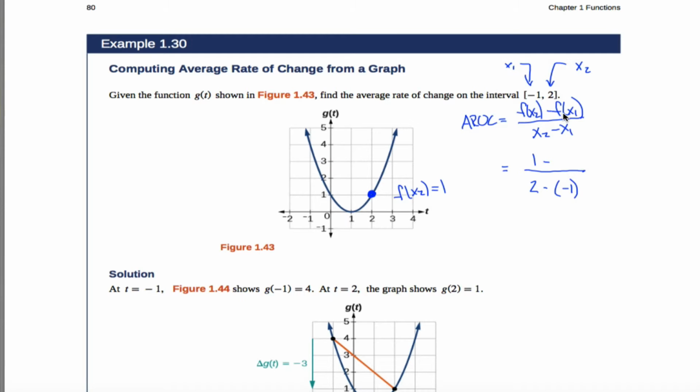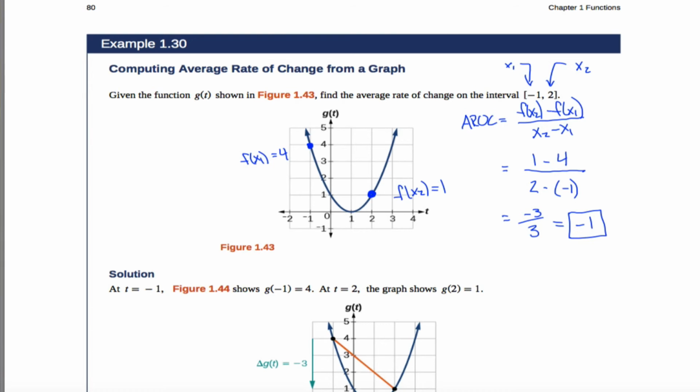Similarly, f of x1, well, x1 I decided was -1, which is right here in the graph. And the output corresponding with this input is way up here. So I got f of x1 is equal to +4 because of this point right here. So here's my fraction that I'm going to evaluate. 1 minus 4 is -3. And careful, 2 minus -1 is the same as 2 plus 1, which is +3. So I got -1 as the average rate of change.